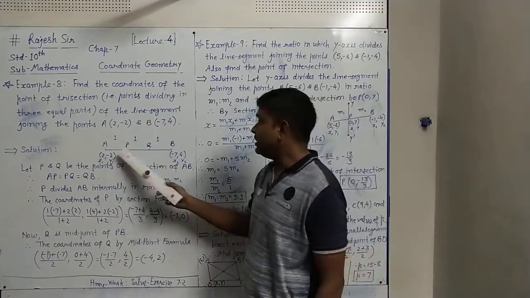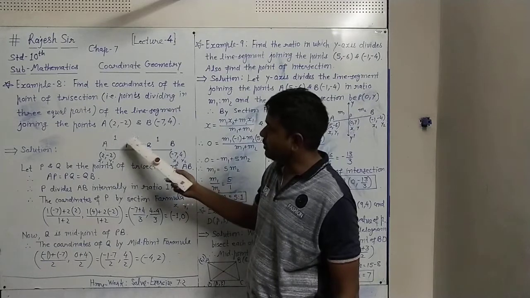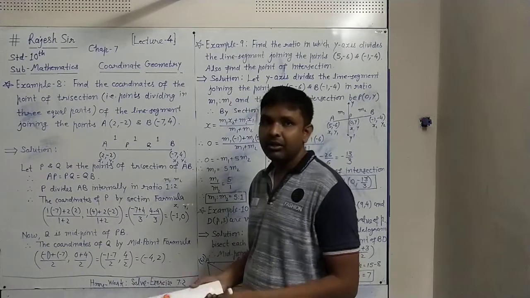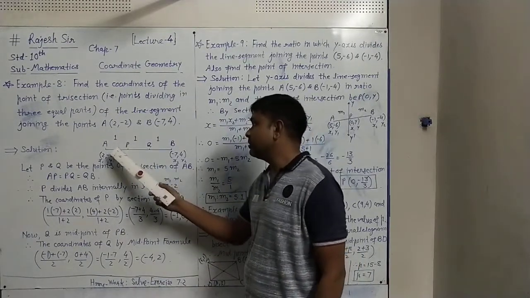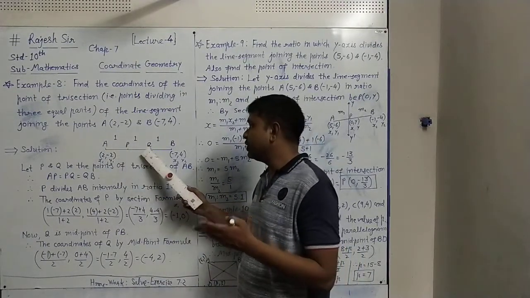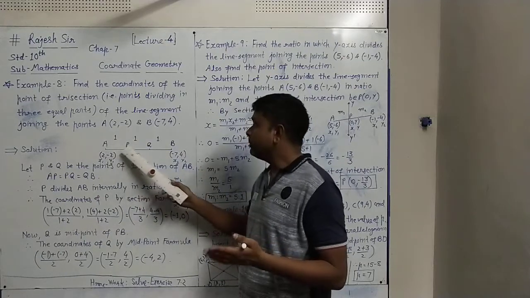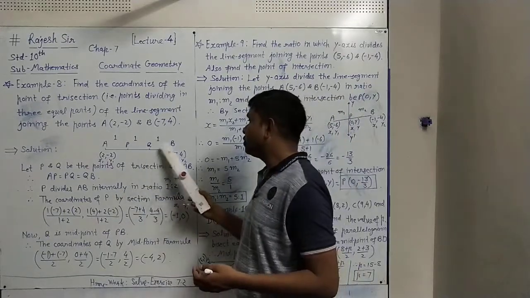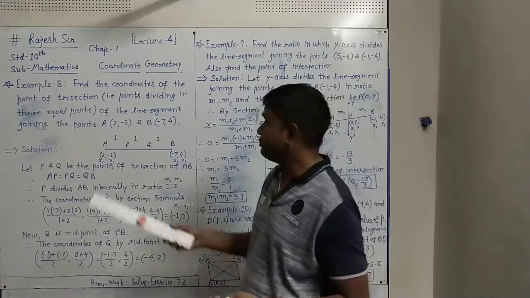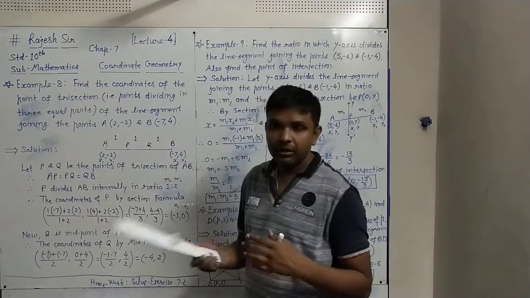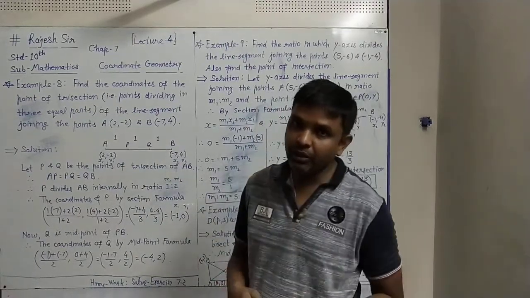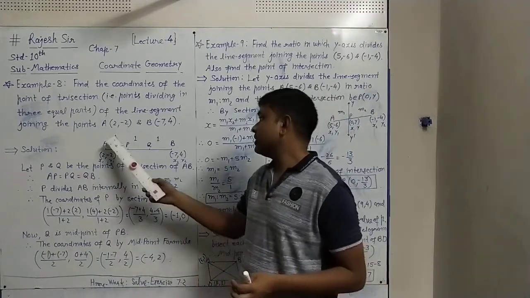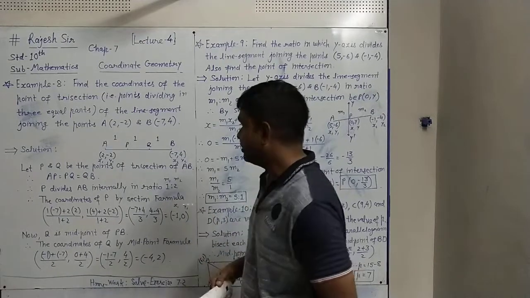For the parts being equal, their ratios are shown here as 1, 1, 1, because they are of equal length. So the ratio of any two you take will become 1. Suppose AP is 5, PQ is 5, and QB is 5. If you take AP upon PQ, 5 upon 5, it will be ratio 1. PQ upon QB also, 5 upon 5, will be 1. So if equal parts are there, we have to take the ratio 1, 1, 1. In the midpoint also we have seen it. That's why I have shown the ratio 1, 1, 1 here.